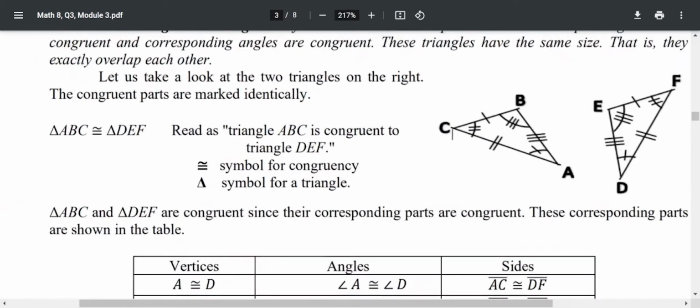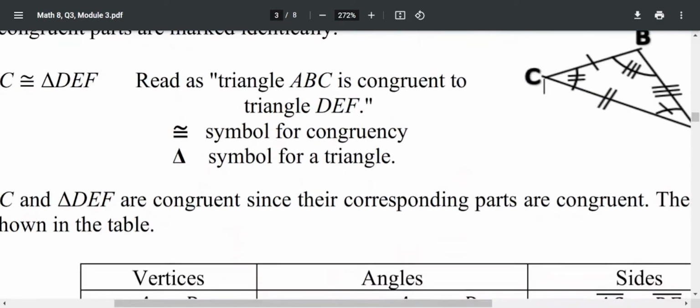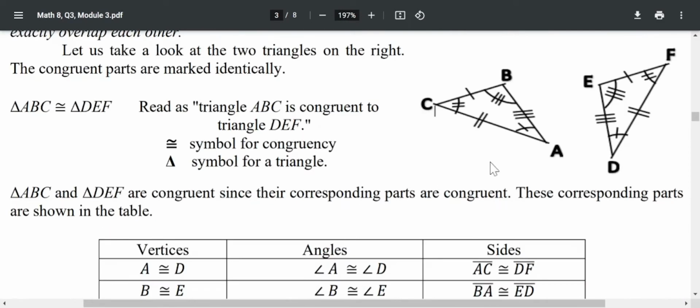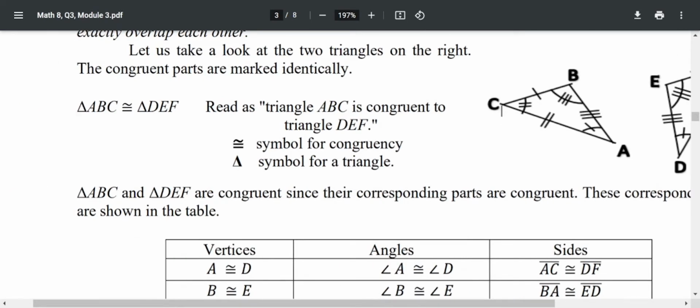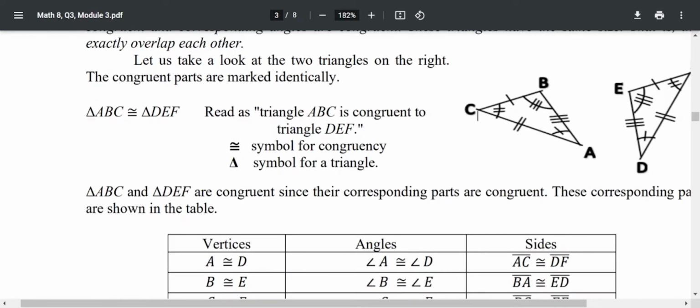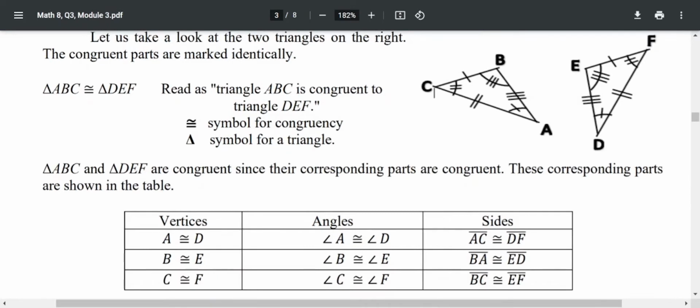So this is the symbol for congruent, class. This one is the symbol for congruency and this is the symbol for a triangle. So when naming a triangle, we use its three vertices, then we put this symbol. So the name of our triangles is triangle ABC is congruent to triangle DEF. So triangle ABC and DEF are congruent since their corresponding parts are congruent.